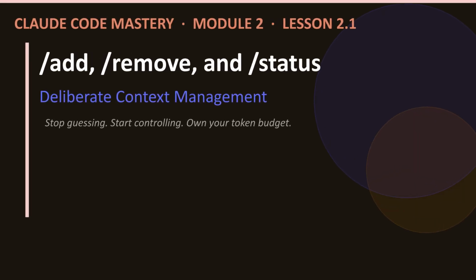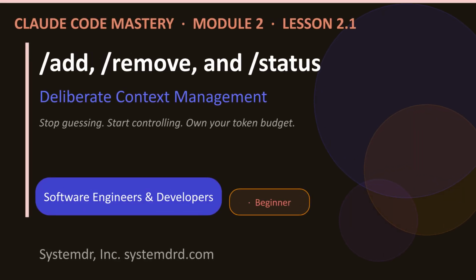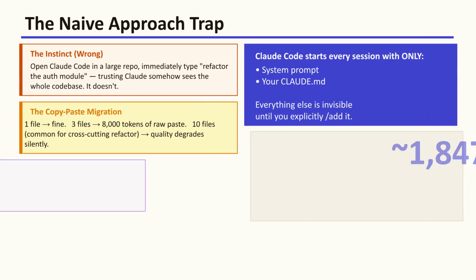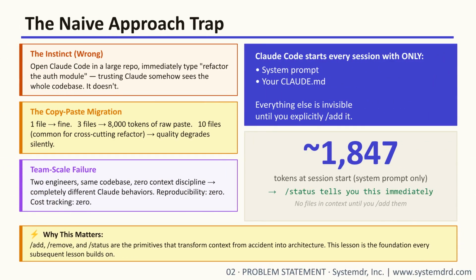Welcome to Claude Code Mastery, Module 2, Lesson 2.1, Deliberate Context Management. If Claude sometimes seems to forget instructions, this video provides the core commands to control your session and own your token budget. The naive approach leads to 3 failure modes: instinctual guessing, silent quality degradation from copy-pasting, and team-scale reproducibility issues.